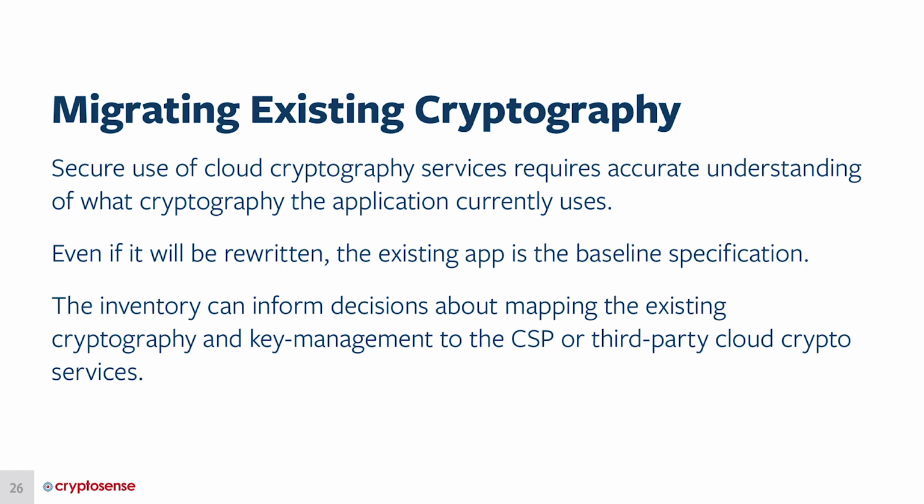If I'm going to use cloud cryptography services, at least it's important to know what my application currently does. Even if I'm going to rewrite a new cloud native version, how I protect my data in the existing application is somehow a baseline specification. So the inventory can inform those decisions: this is what I was doing there, the cloud is offering me that service, and my migration plan is that every time I was doing this before, I'm going to do that with this cloud crypto service. So we're seeing a use case there.